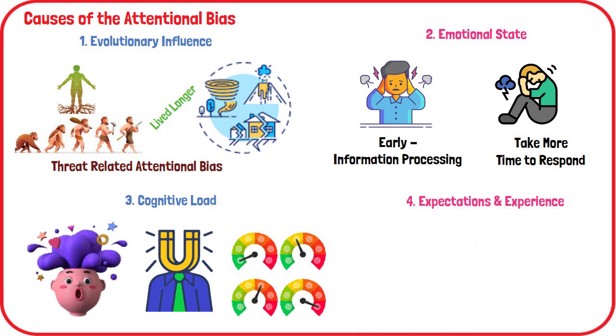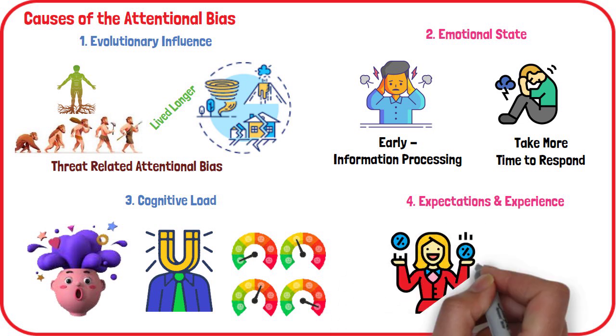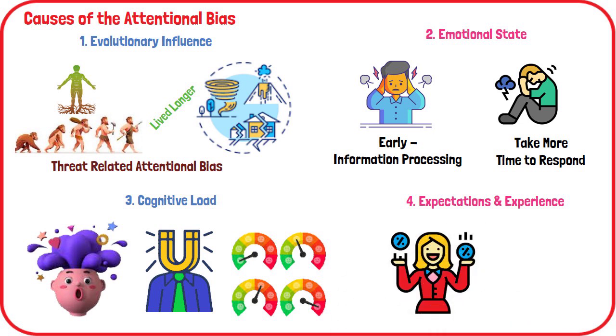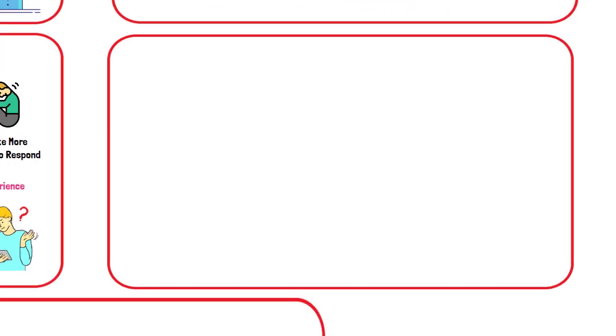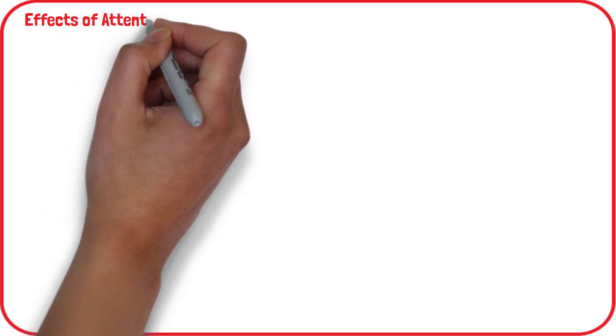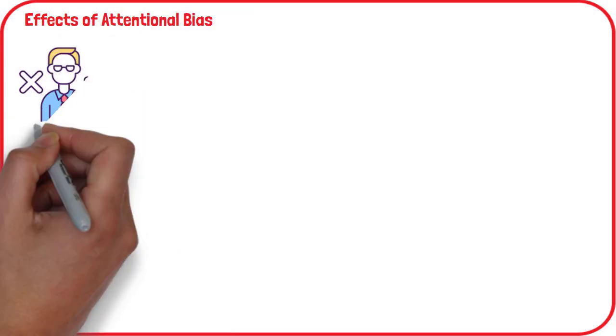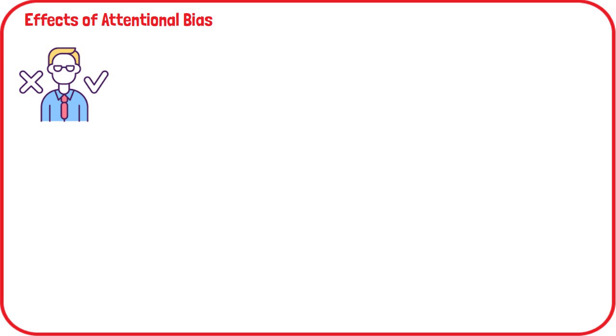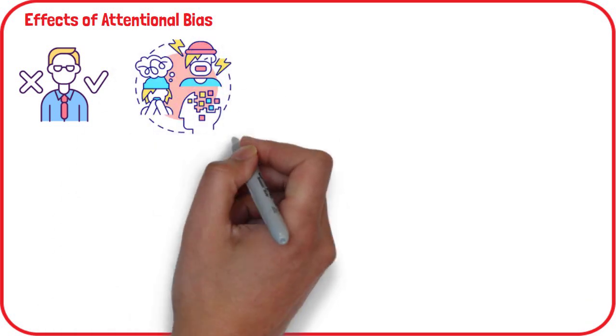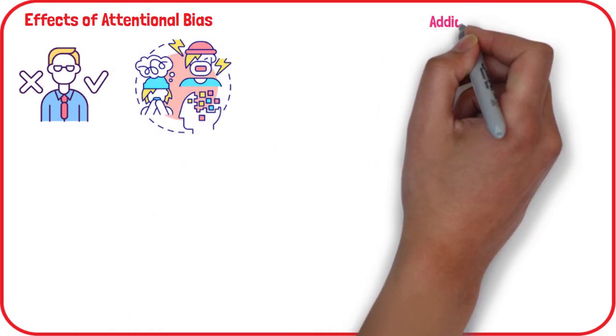Expectations and experience. People are more likely to pay attention to things they are expecting or that they are interested in, which means they are more likely to tune out the stimuli that are unexpected or irrelevant. As you might imagine, this bias can have a negative impact on the decision-making process. It can also have an effect on the course of mental health conditions and the efficacy of their treatments.